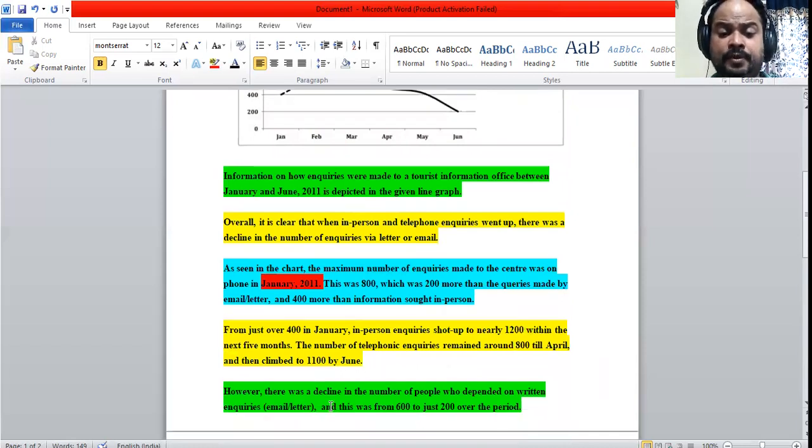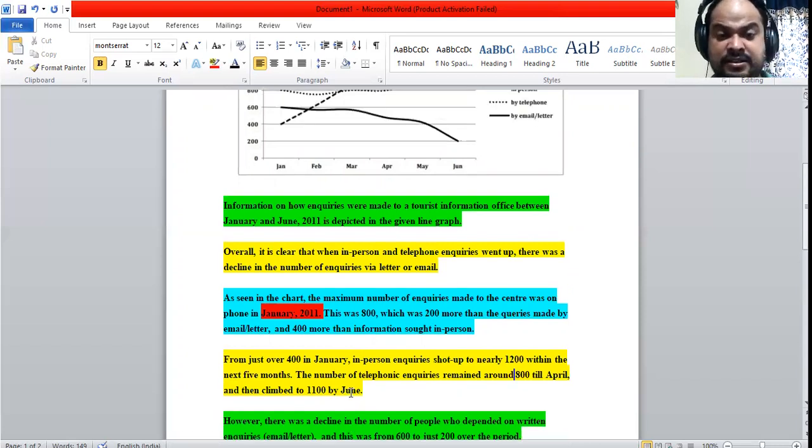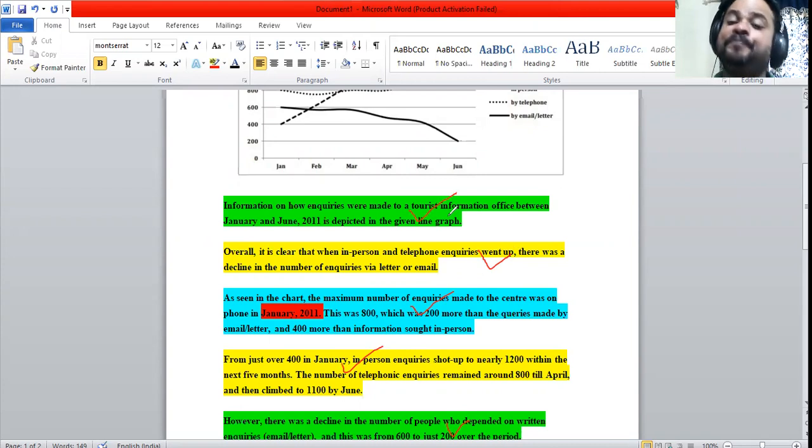The next is, there was a decline in the number of people who depended on written inquiries, that is email and letter, and we use brackets there. This was from 600 to just 200 over the period. So we have framed what happened for the increasing trend here. The decreasing trend here is marked. The status of January is marked. Overview is here. A clear-cut introduction is here. So simple. It's not a complex line graph. It's quite easy. Hope that's clear to you all.